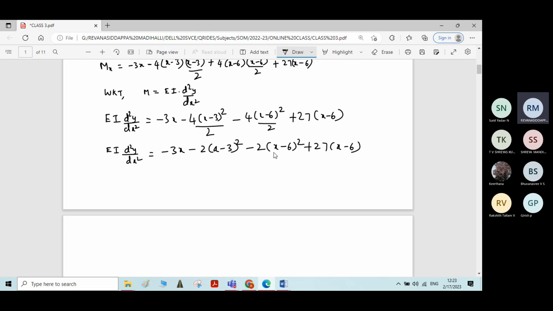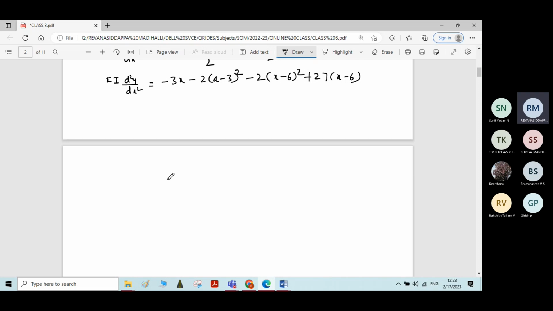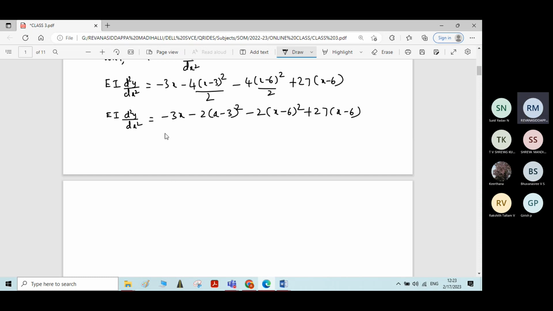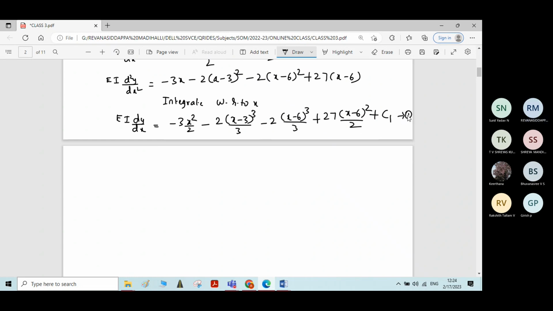Okay. Now you have formulated the equation for the moment, d square y by dx square. Now if you want to get equations for the slope and the deflection, you integrate with respect to x. So it will be EI into dy by dx is equal to minus 3x square by 2 minus 2 into (x minus 3) whole cube by 3 minus 2 into (x minus 6) whole cube by 3 plus 27 (x minus 6) whole square by 2 plus C1. Okay, you can call this equation number 1. This is the slope equation.